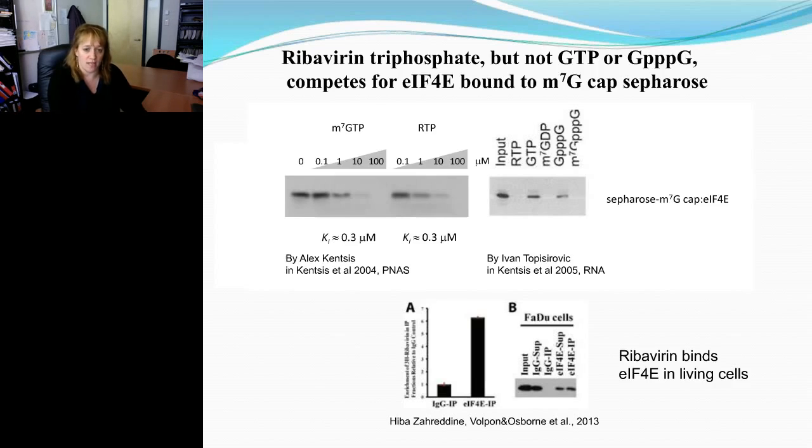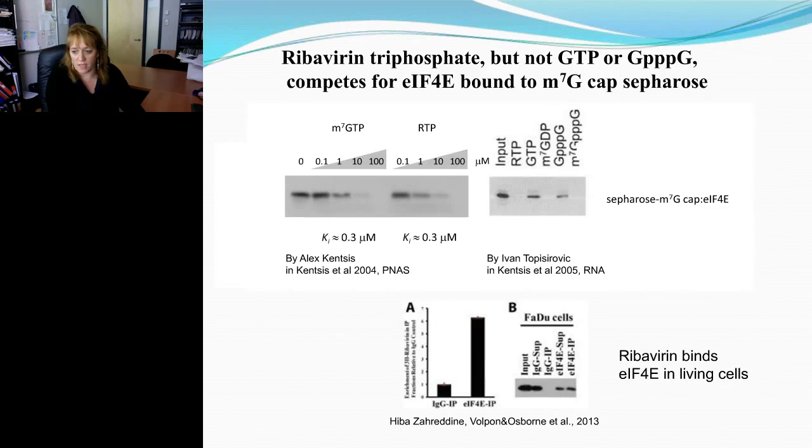And also, if you take the active metabolite of ribavirin, ribavirin triphosphate, known here as RTP, we also see this washing off. Similarly, GTP and GPPG, which are not competitive inhibitors or capable of binding 4E, do not wash off 4E from the Sepharose beads, whereas you can clearly see RTP and cap do. Of course, this is using all purified protein in these assays.